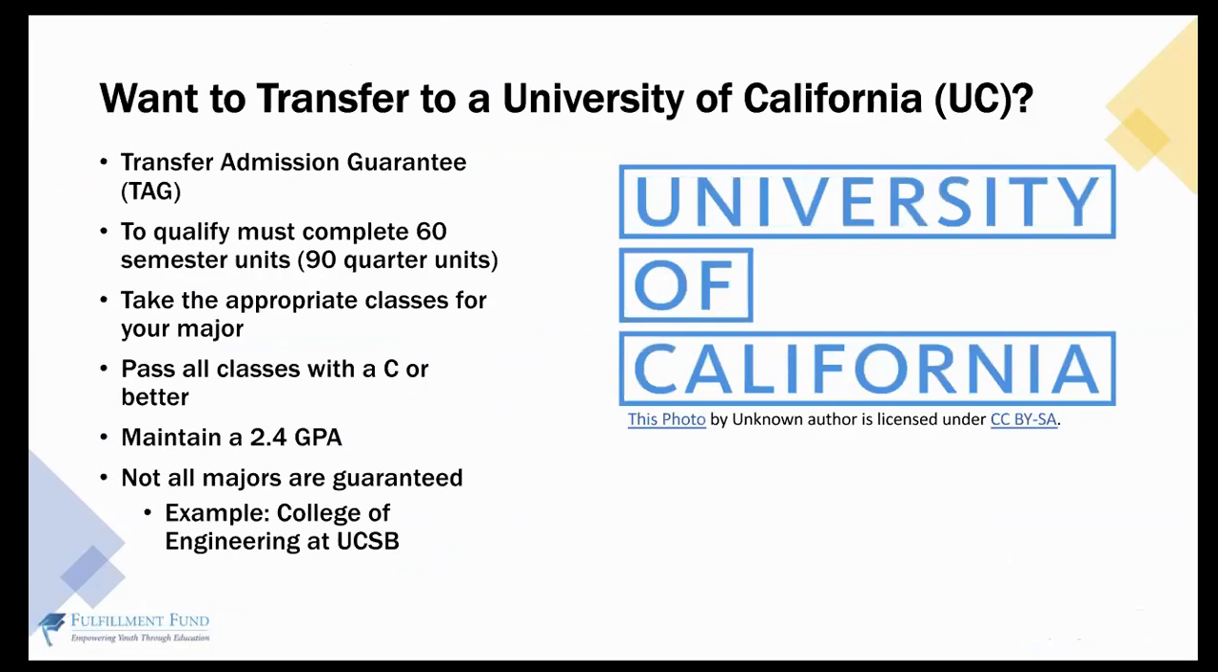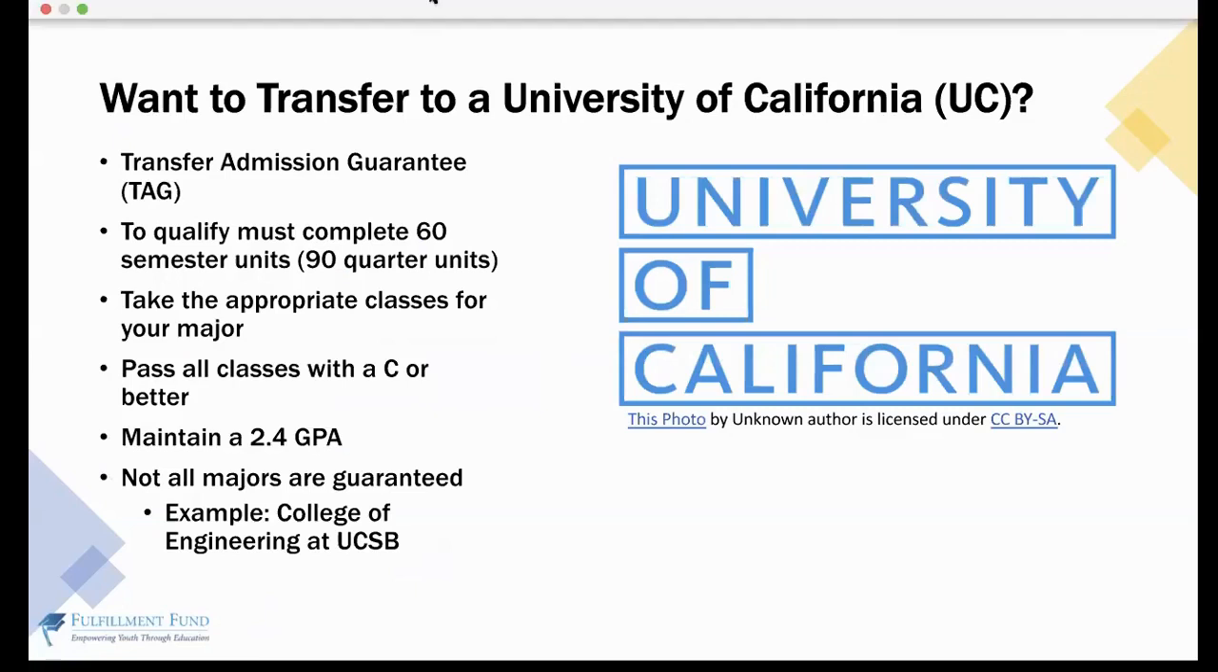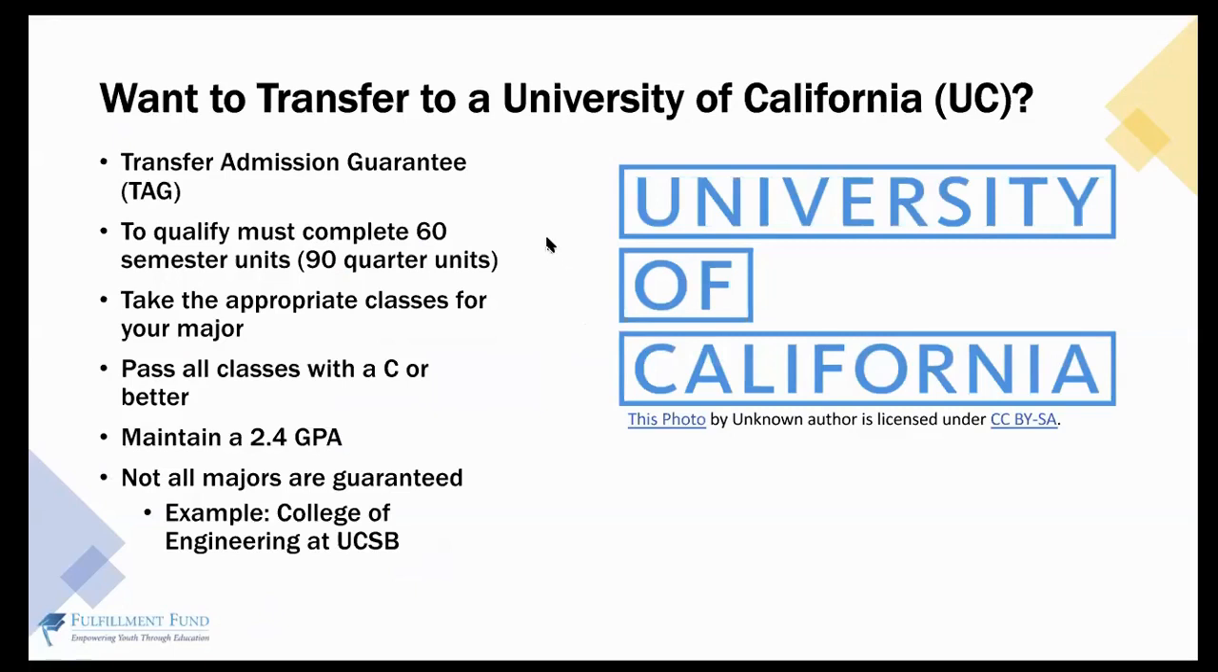Okay. So what if you know that you for sure want to go to a University of California, a UC? So there's something called the Transfer Admissions Guarantee, or the TAG. To qualify, you must complete your 60 semester units or 90 quarter units, like we talked about a little bit earlier. You have to take the appropriate classes for your major. So again, there is a definite transfer plan and pathway. They set all the classes out that you need, so you need to follow that.